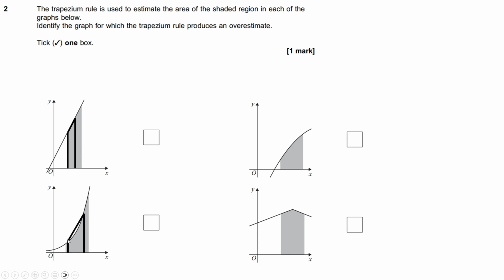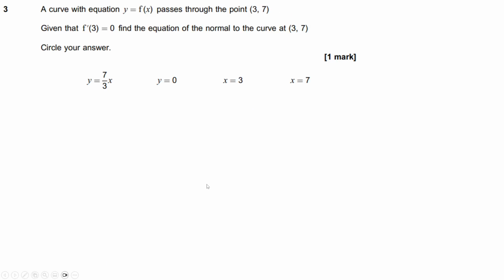This one here does look like an overestimate because the area of the trapezium is greater than the area of the curve. This one here looks almost flush, but because there's that curve to it, this will actually be a bit of an underestimate. And then this one here is a bit of a weird one, but if you just draw in a couple of trapeziums, you'll notice that this is also flush.